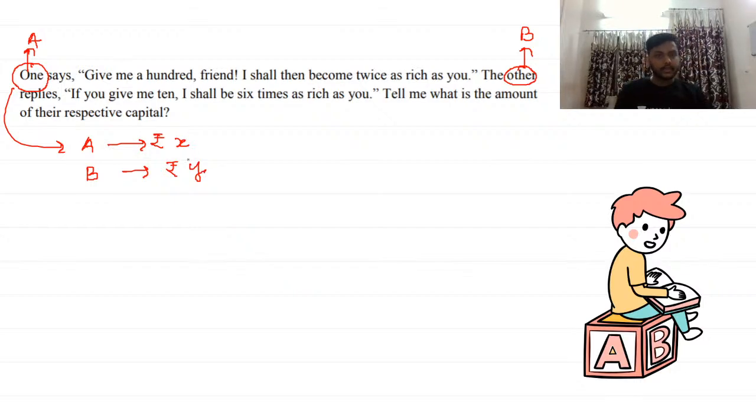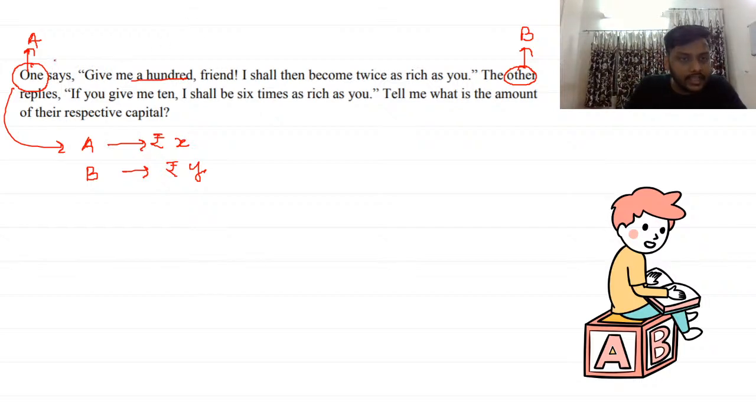Now understand. A says to B, give me 100. Now guys, when I take 100 rupees from you, what will happen? You will give me 100, which means the amount I have increases by 100 and the amount you have reduces by 100 rupees. Let's say if you have 200 rupees and I have 100 rupees. If I take 100 from you, now I will have 100 plus 100 and you will have 200 minus 100. Yes or no? Clear? You have 100 less, I have 100 more.